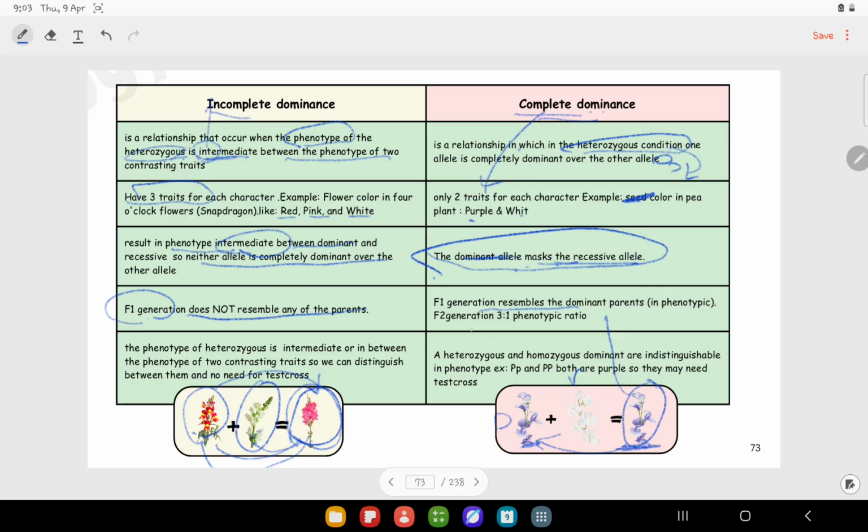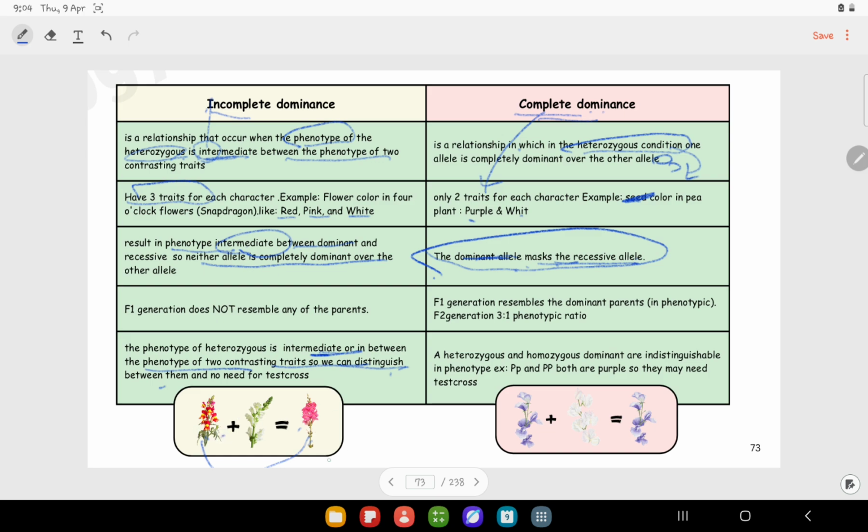And the F2 generation, as we said before, we have a 3-to-1 ratio. Three of them will appear with the dominant trait, for example purple, and one of them will appear white, which is the recessive color. Now, the phenotype of the heterozygous, as we said, is intermediate between the phenotypes of the contrasting traits, and we can distinguish easily between them.